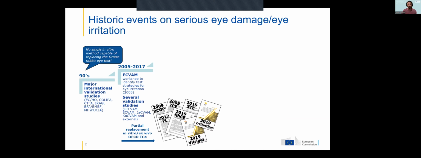In collaboration with Cosmetics Europe, we at the JRC started to work on the variability of the Draize eye test. And in 2014, we published a paper proposing the concept of drivers of classification and acceptance levels for false negatives based on the Draize variability.